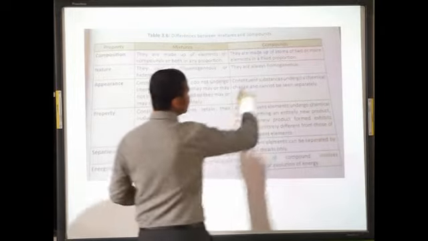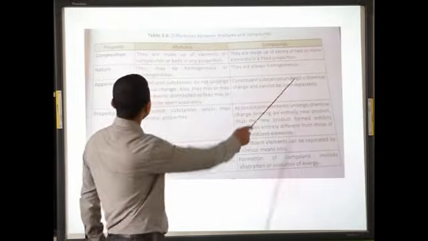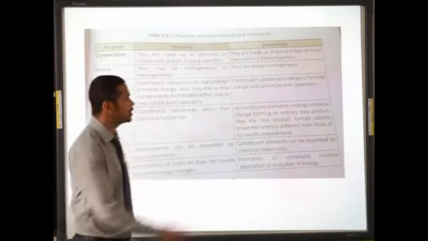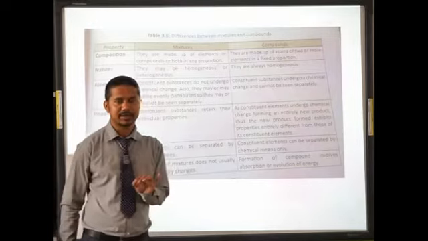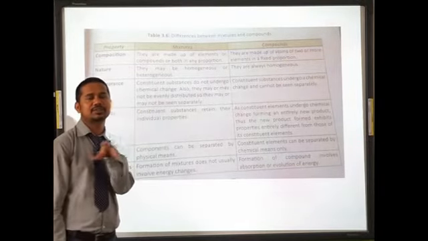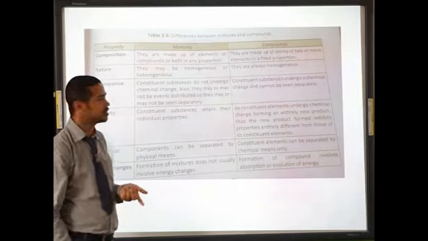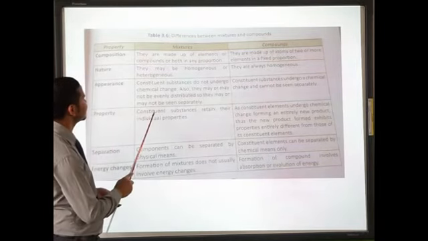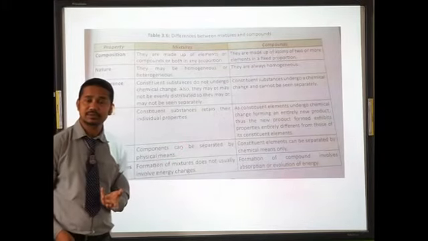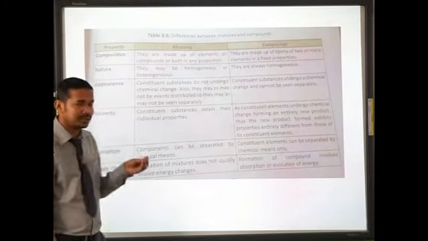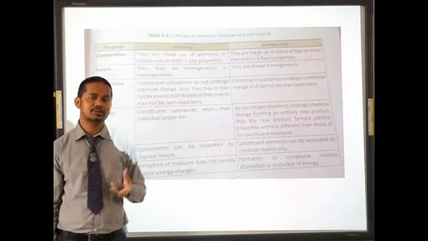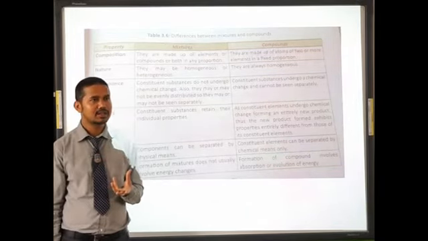But here in compounds, constituent substances undergo a chemical change and cannot be seen separately. In water you cannot see hydrogen and oxygen separately. Then property: constituent substances retain their individual properties. Just now I said, in a mixture, components never lose their property. Okay?